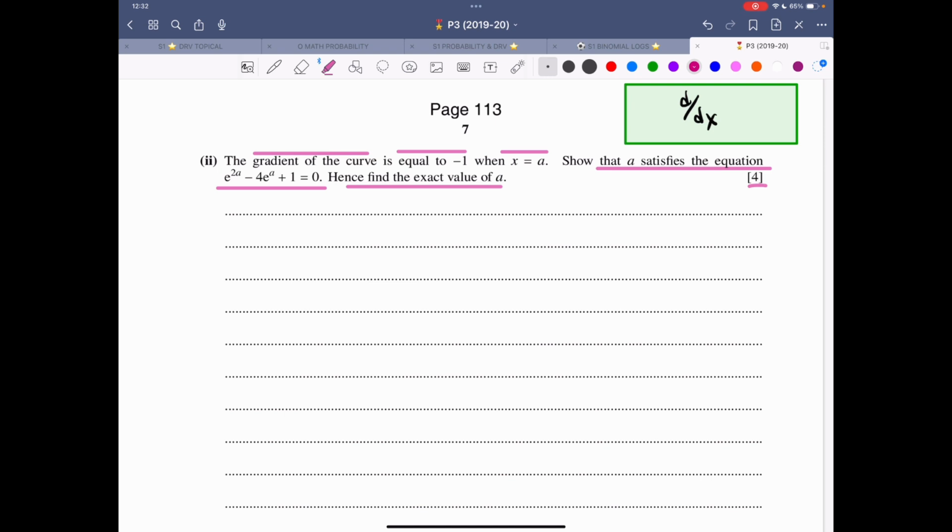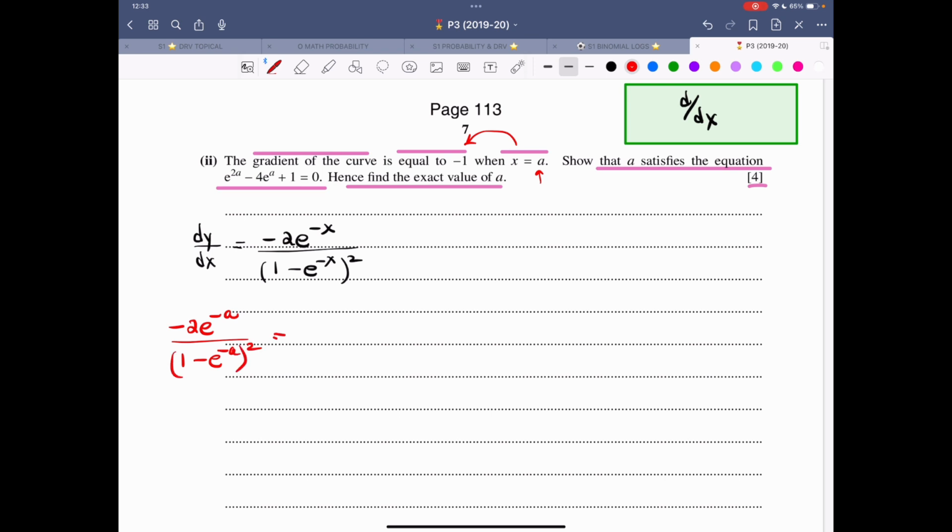So now what we can do is, let me write dy by dx again. And if I am not mistaken, dy by dx is -2 e raised to power of negative x over 1 minus e raised to power of negative x, whole square. Now let me insert the value x is equal to a. That is what I want to plug in, so that the gradient value is equal to -1. So therefore -2 e raised to power of negative a divided by 1 minus e raised to power of negative a, whole square, equals -1. So now let's start working.